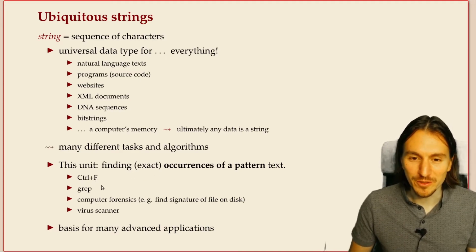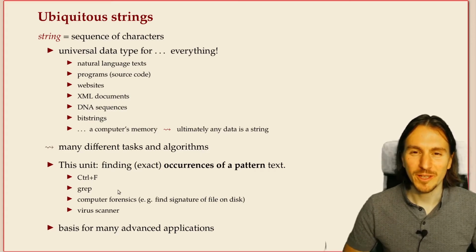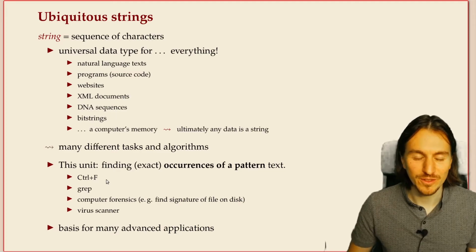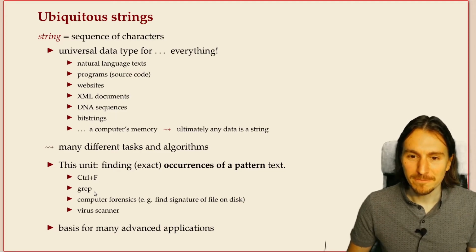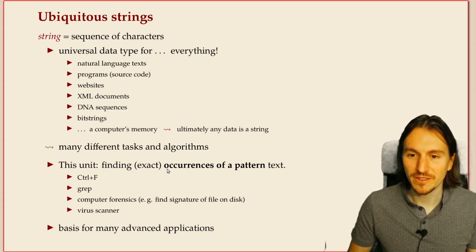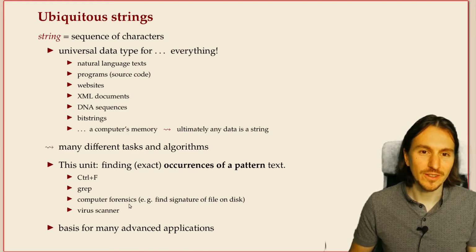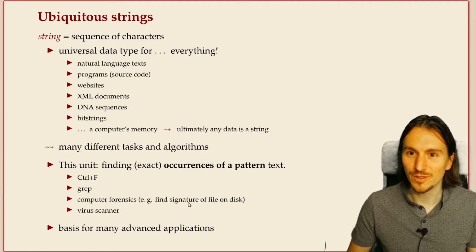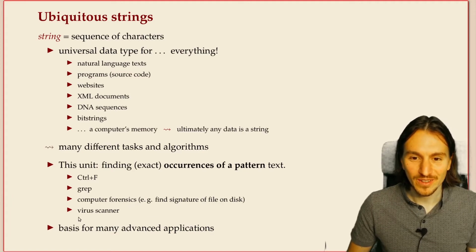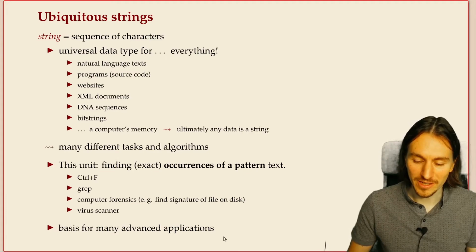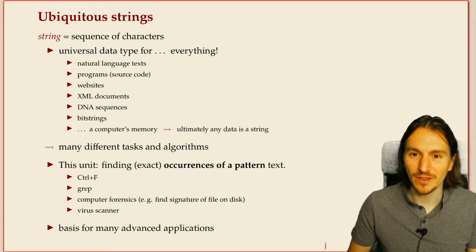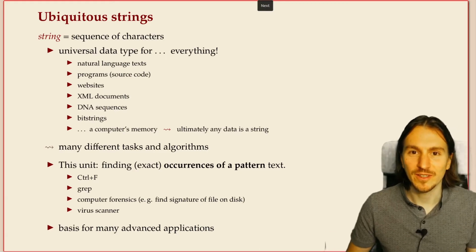So Control F is what I mentioned. Grep, the Unix command, or fgrep if you want. We'll not get much into regular expressions, but the extension is often not too hard. So these are classic tools that find occurrences of some pattern text in a bigger text file. You can also generalize this to computer forensics, where you scan large amounts of data for certain signatures of malicious files. That's what virus scanners do, etc. And many other applications essentially build on string matching as a stepping stone.